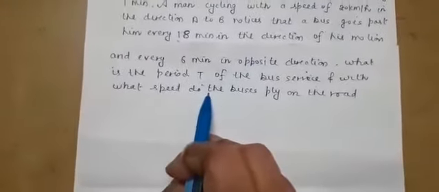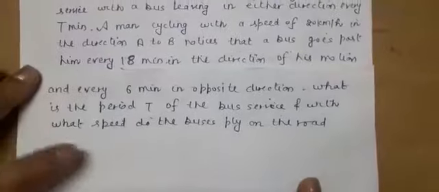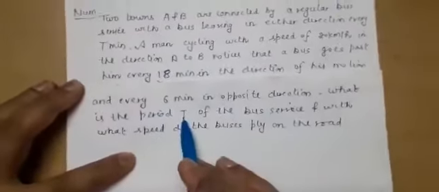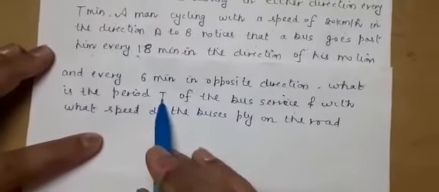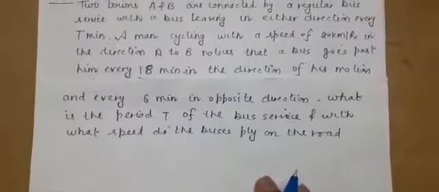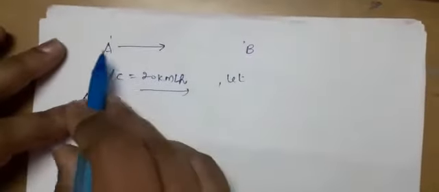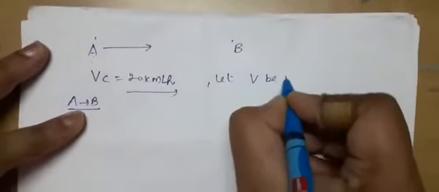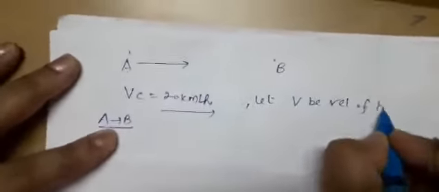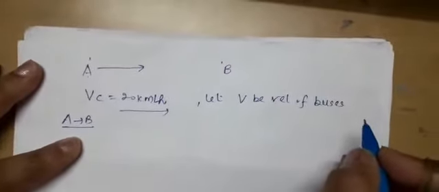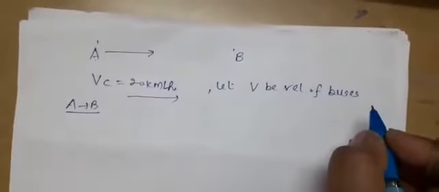So what is the value of T, the time interval after which the bus is leaving the town, and with what speed are the buses moving on the road? Let me see how to solve it. So when the buses are moving from A to B or B to A, let V be the velocity of the buses moving in either direction, because it has not been given that there is a change in speed.